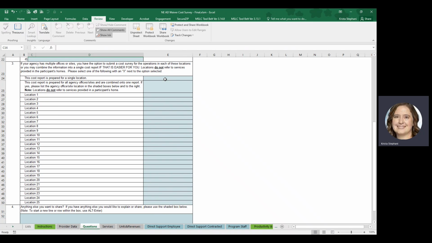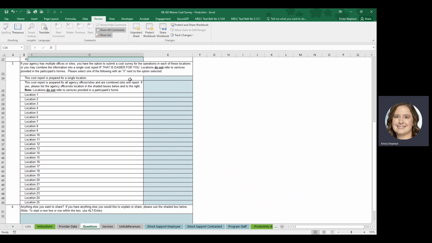When we are referring to locations, we are not referring to a location that is identified as an individual participant's home. These are actual office or service facilities that are owned and or operated by your agency. So please provide information in the format that is easiest for you.